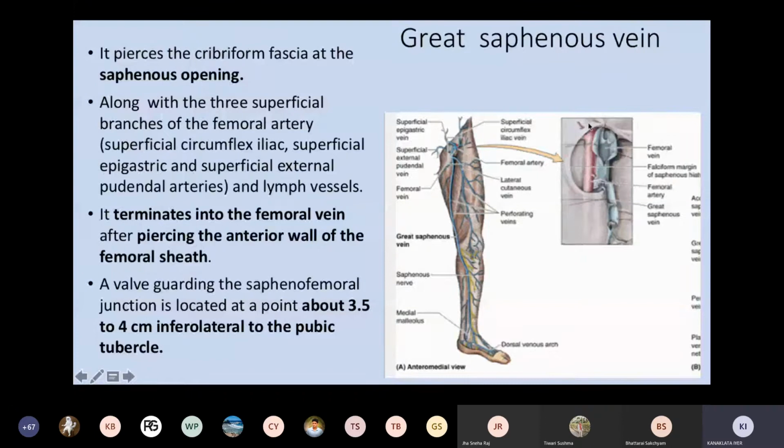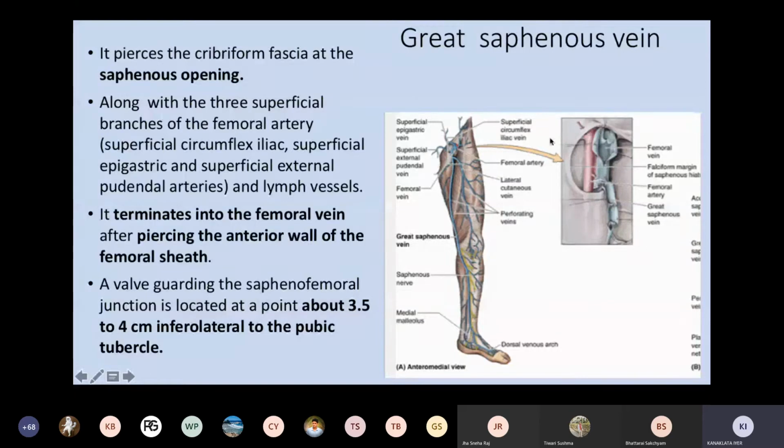What will you call this shape? It's called crescentic or C-shaped. Now, this is the opening in the deep fascia and it is located about 3.5 or 4 centimeter inferolateral to the pubic tubercle. This is the pubic tubercle roughly, and from there it is lateral and it is inferior. Its dimensions are 3.5 length and 2.5 breadth. So it is crescentic in shape.